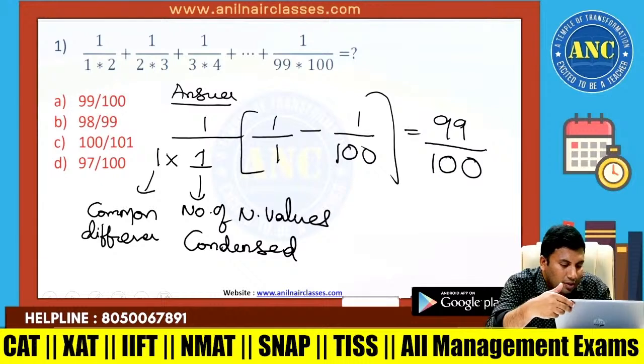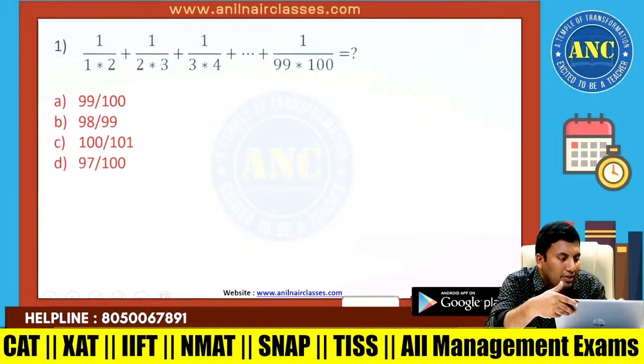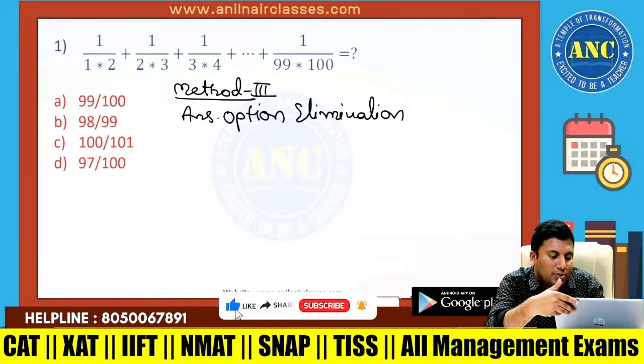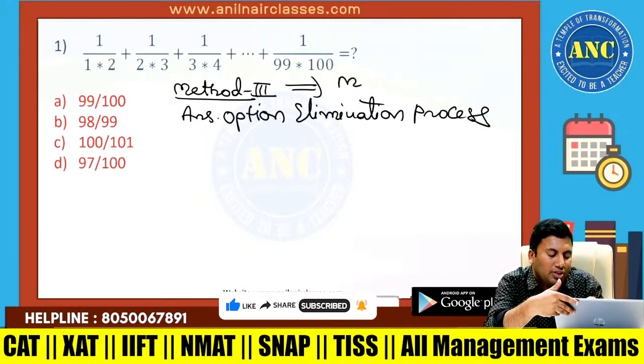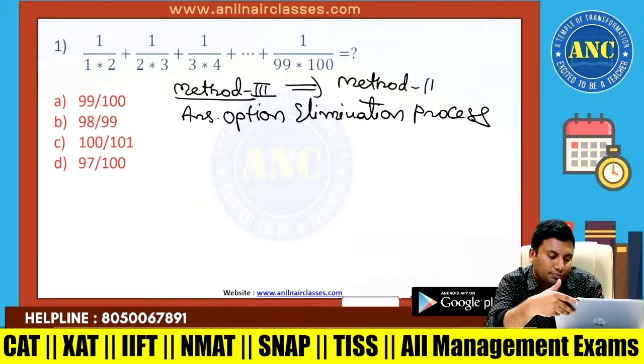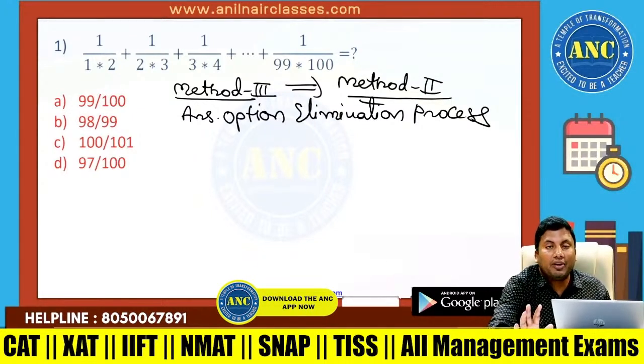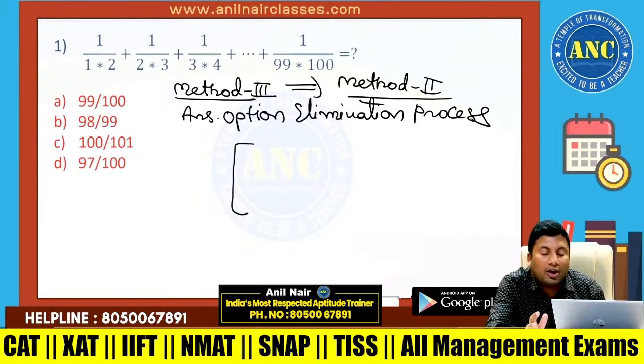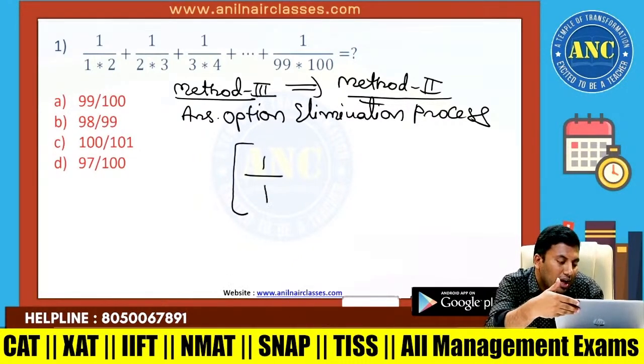Method 3: the answer option elimination approach. This approach, method 3, is derived from method 2. The answer is nothing but two numerical values. How many do we have to condense? One numerical value. Write the first numerical value, write the last numerical value.